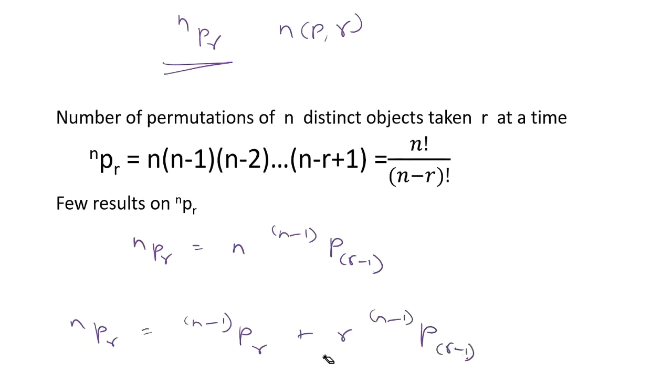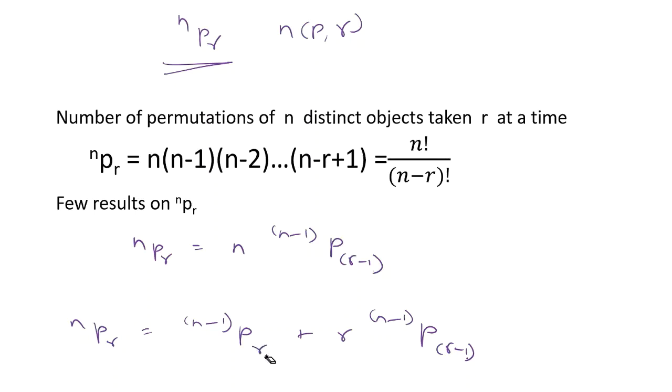So here (n-1)P(r-1) stands for the number of permutations of n distinct objects taken r at a time, which always contain a particular element. And here nPr stands for the number of permutations of n distinct objects taken r at a time. So here (n-1)Pr, in general, stands for n minus 1 distinct objects taken r at a time. But we can read this (n-1)Pr differently.